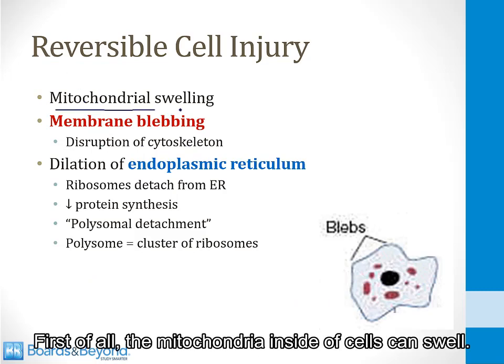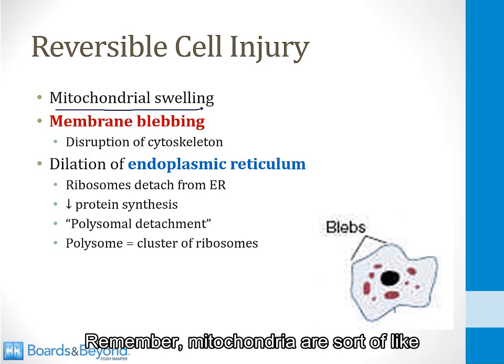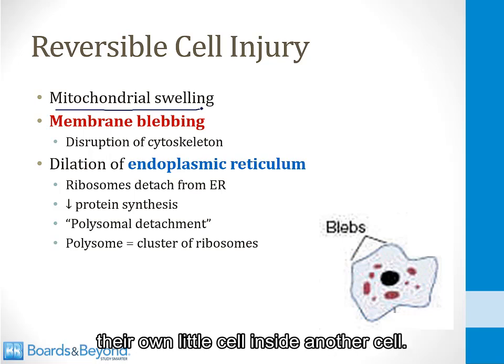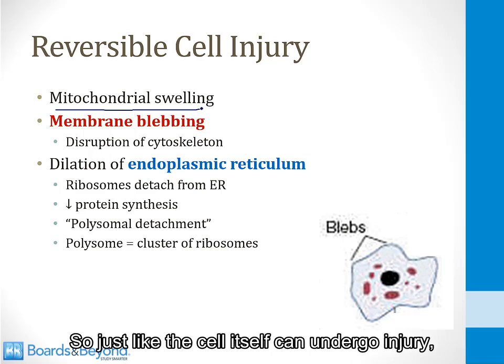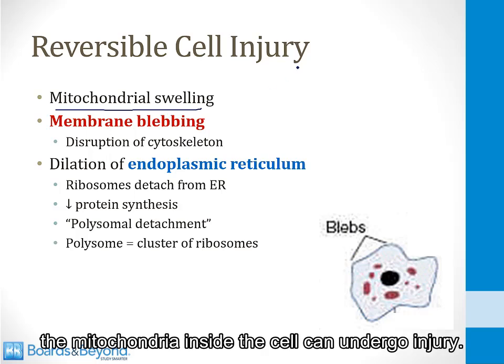Some other features of reversible cell injury are shown on this slide. First of all, the mitochondria inside of cells can swell. Remember, mitochondria are sort of like their own little cell inside another cell. So just like the cell itself can undergo injury, the mitochondria inside the cell can undergo injury.